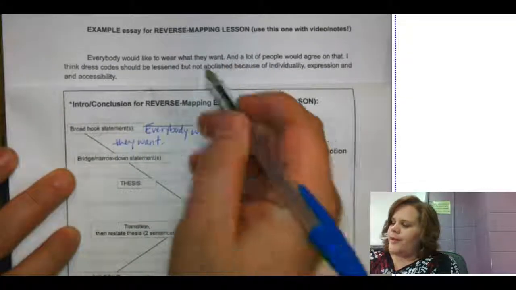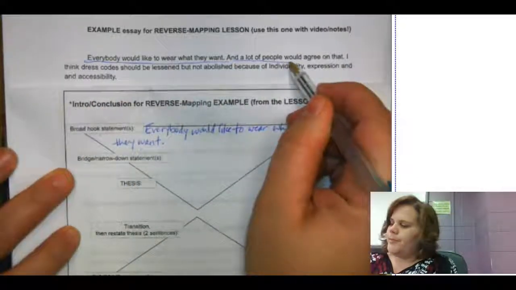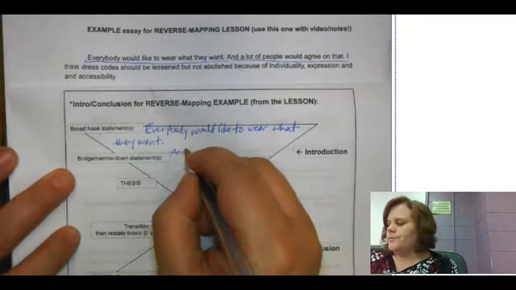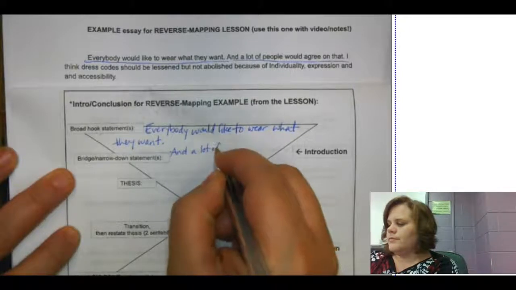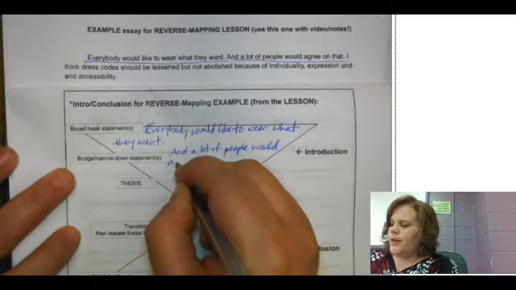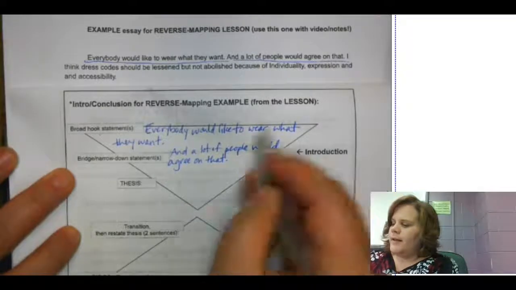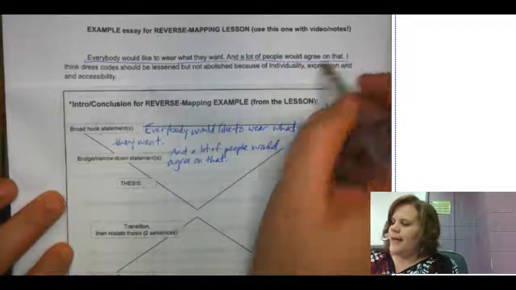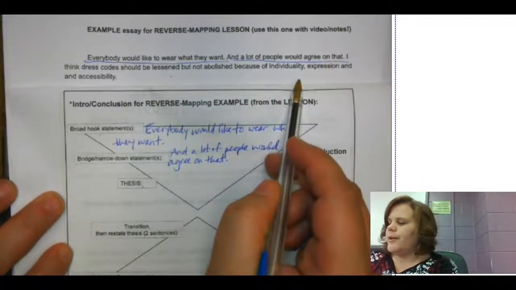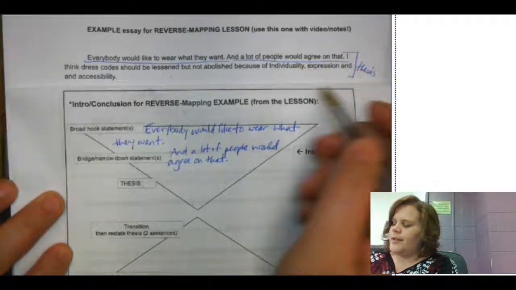And a lot of people, so I'm going to kind of underline as I go, so make sure I covered it. And a lot of people would agree on that. So a lot is a little fewer than everybody. And then we have a thesis. I think dress code should be lessened but not abolished because of individuality, expression, and accessibility. So this whole thing is your thesis.